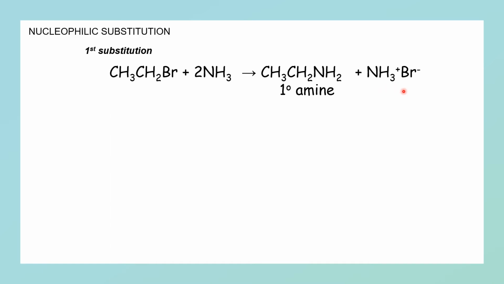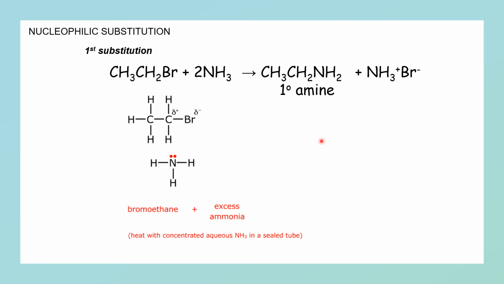Okay, now it's still nucleophilic substitution. I want you to look at these two molecules that we have here. We've got bromoethane, and you can see the polarity there, because of electronegativities, and you can see where this carbon is becoming vulnerable to the attack of the lone pair.